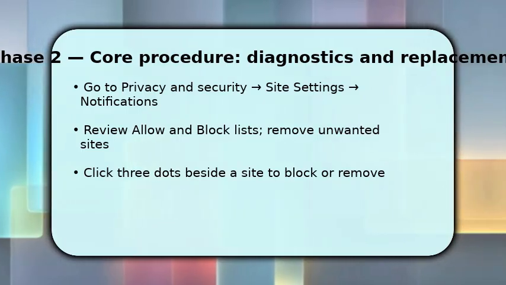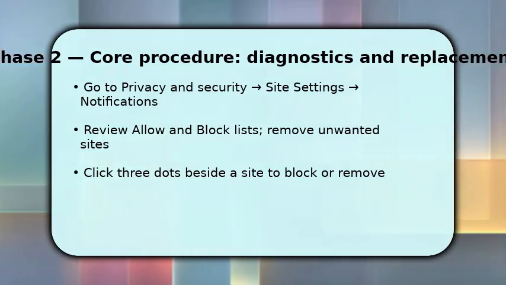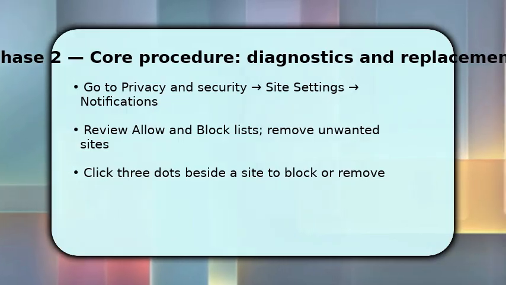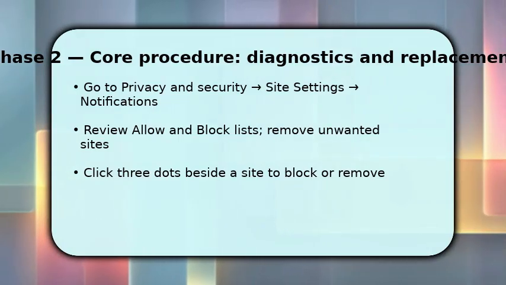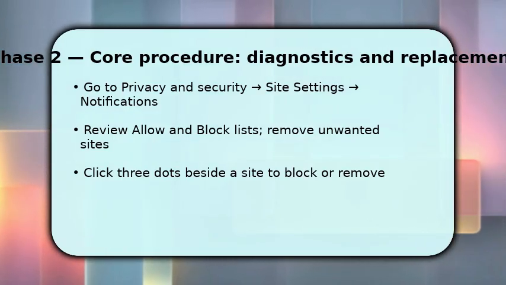Scroll the Allow list and identify sites you no longer want sending alerts. Click the three dots beside any entry and choose block to stop future prompts, or remove to clear the permission entirely. Removing prompts the site to ask again next visit.